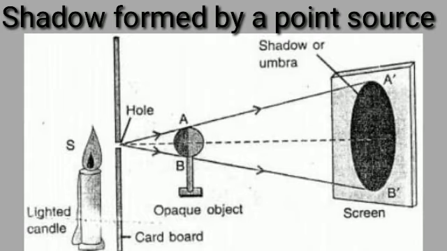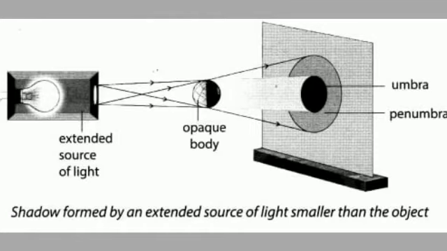What happens if the cardboard with the pinhole is removed? Now we do not have a point source. This source is called an extended source. Due to the extended source, we see two parts in the shadow of the ball on the screen, one faint and one dark. The faint part is called the penumbra and the dark part is called the umbra.